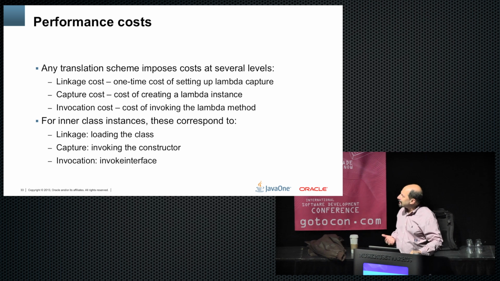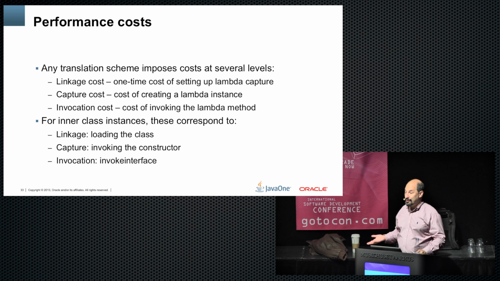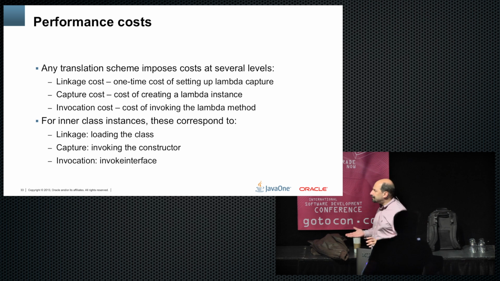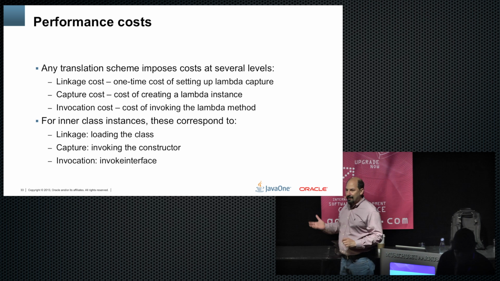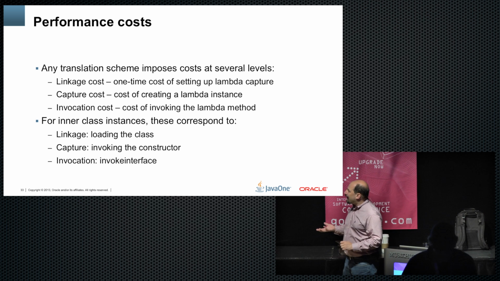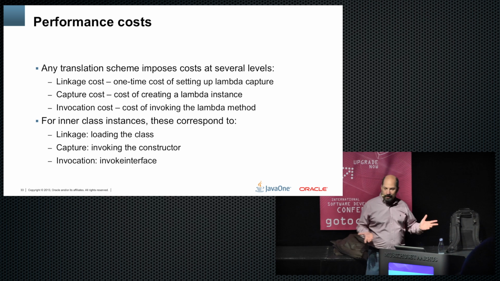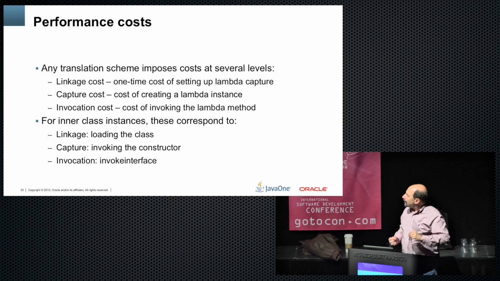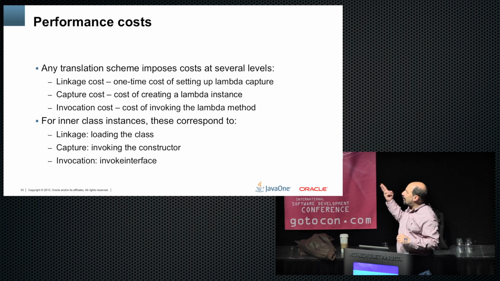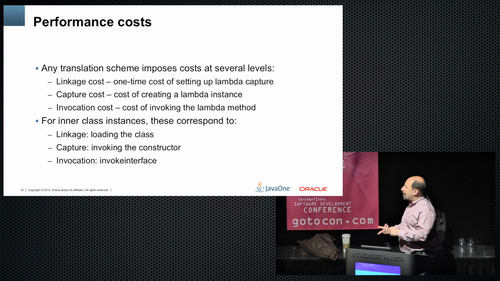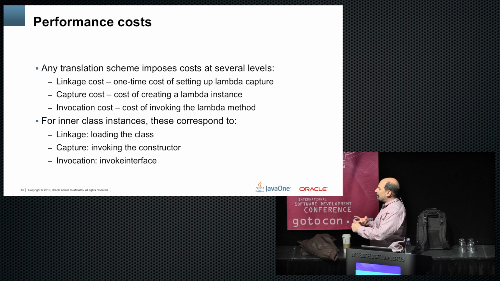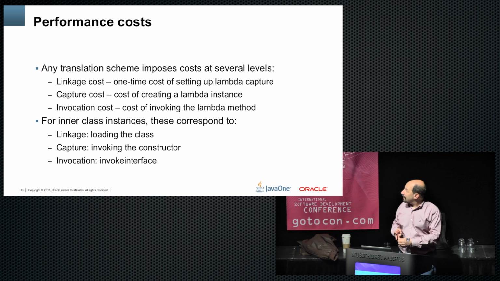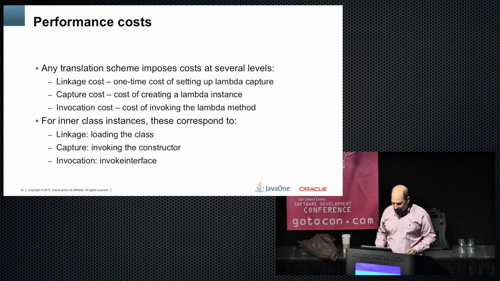So that's linkage cost. Capture cost is what you're doing each time you're capturing an instance. So in the case of inner classes, capture cost is invoking the constructor. And then you have an invocation cost, which is every time I actually invoke the Lambda or the inner class method. And that's just an ordinary old invoke interface bytecode. Okay, so we have these three layers of cost: the one-time cost, the per Lambda cost, and the per invocation cost. For inner classes, this corresponds to class loading, constructor invocation, method invocation. So let's stack up Lambdas against that.